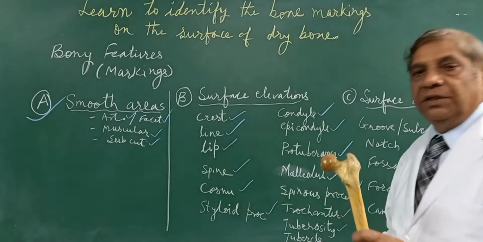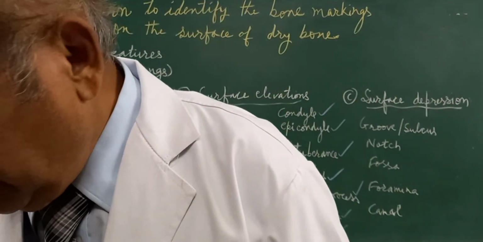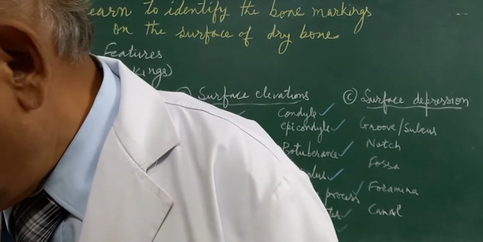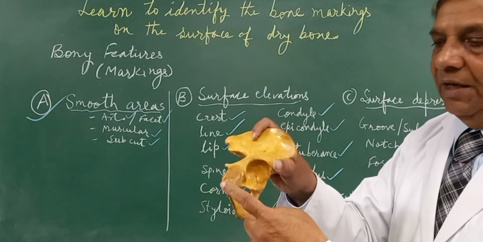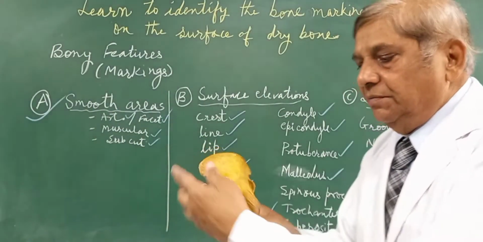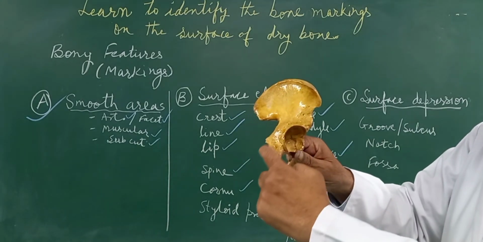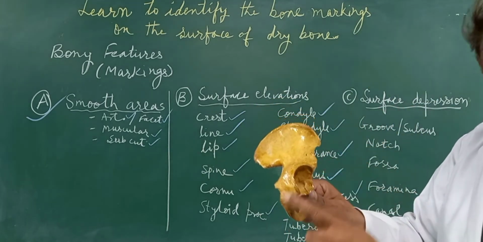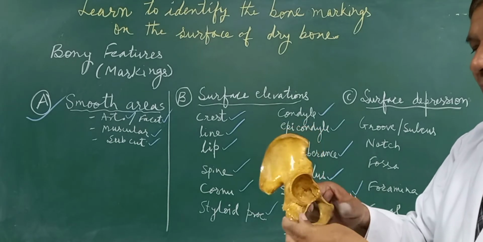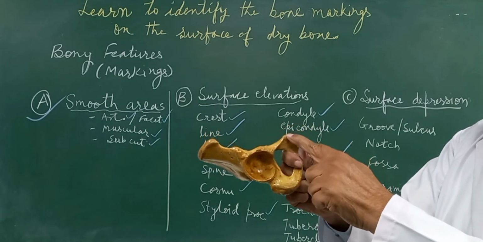Then tuberosity. A tuberosity is a large bony projection, not as large as a trochanter, but still a bony projection. This bony projection here, irregular in shape, is on a hip bone. This is the ilium, this is the ischium, and this is the pubis. From the ischium of the hip bone, this large, irregular bony projection here is called the tuberosity. While a small bony projection, as seen here on the pubic bone, is called a tubercle.